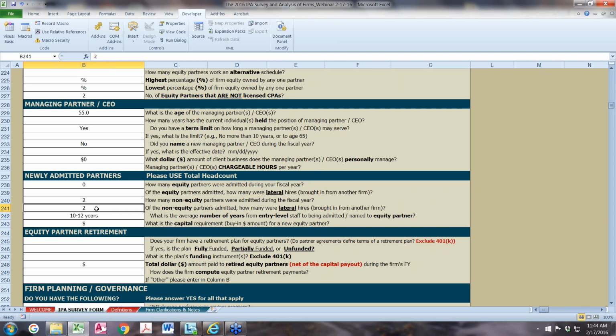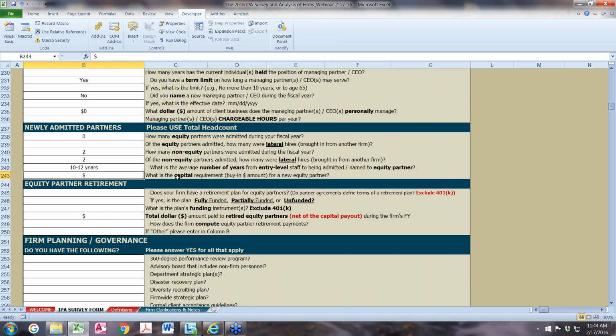Row 243, if you have a buy-in amount specified for new equity partners, which is their capital requirement, what is the average amount? So indicate the dollar amount here.